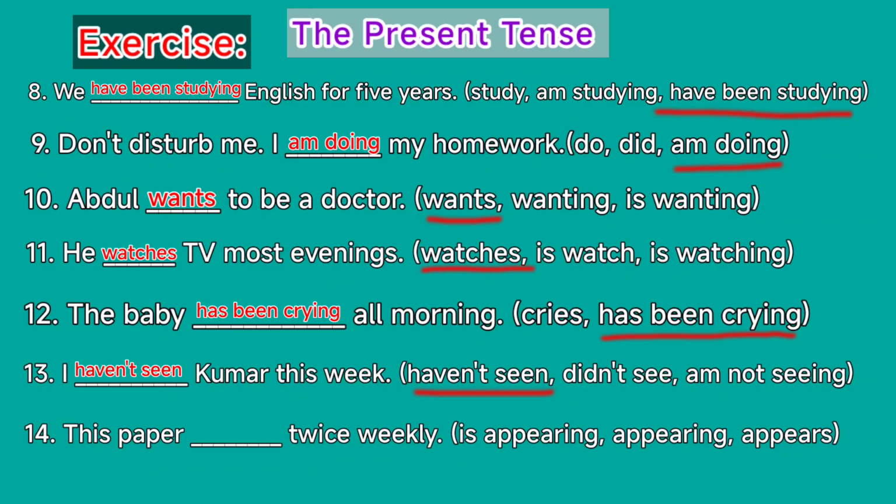See this, dash twice weekly. Weekly, monthly, every day, every morning, all this comes under present tense, simple present. So here a simple present verb appears.